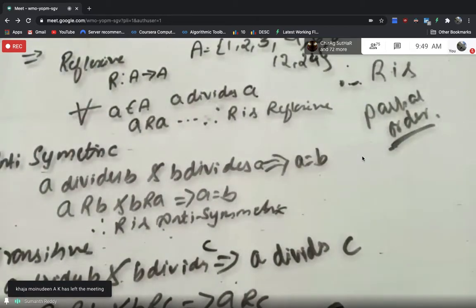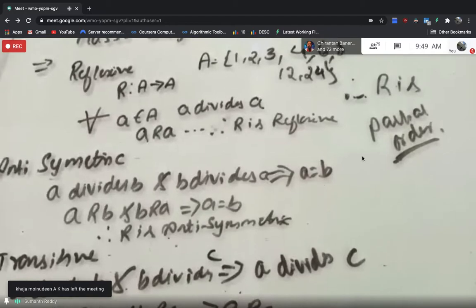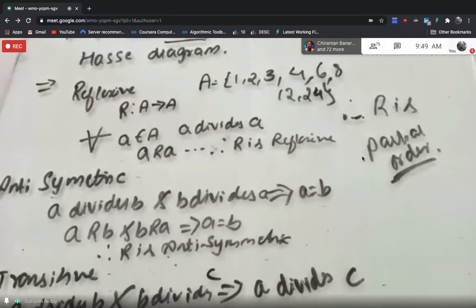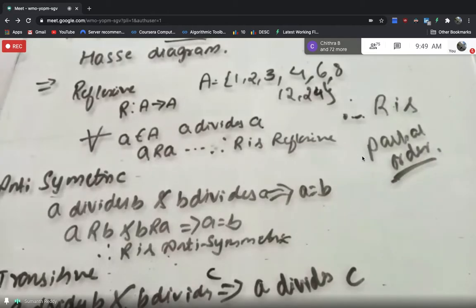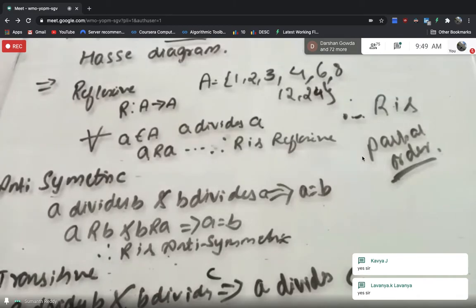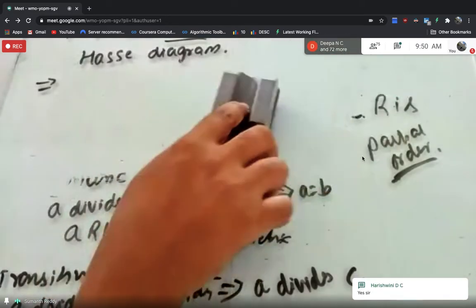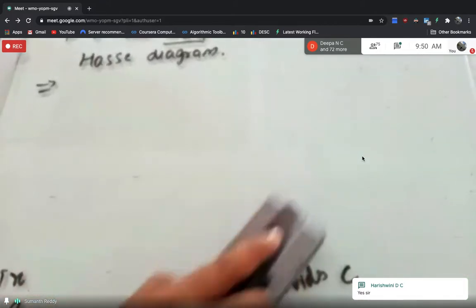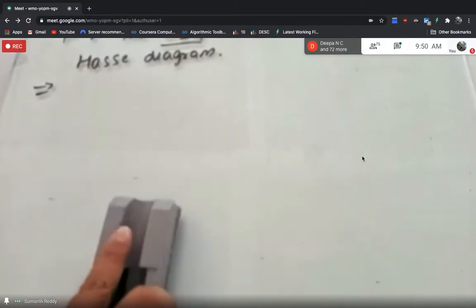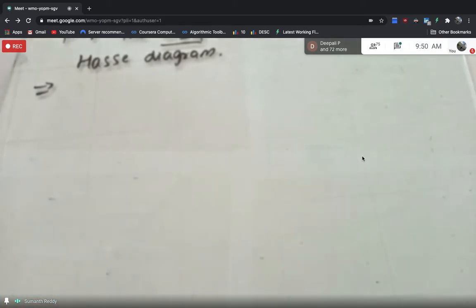Okay, students, anyhow, is it clear now, in order to check whether the divisibility relation is a poset or not? If this is clear, next I will continue with the Hasse diagram. Can I continue with the Hasse diagram, students? Okay. As I have told you, if you just write the definitions of reflexive, antisymmetric and transitive, that is also sufficient. The problem looks lengthy, but it's very easy. Fine? Okay.